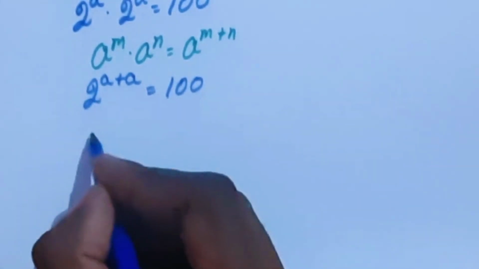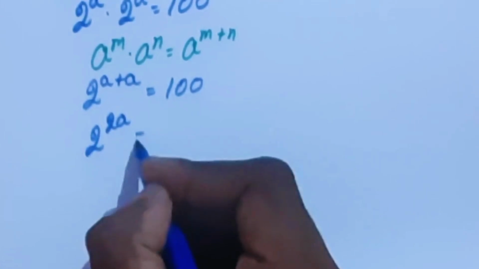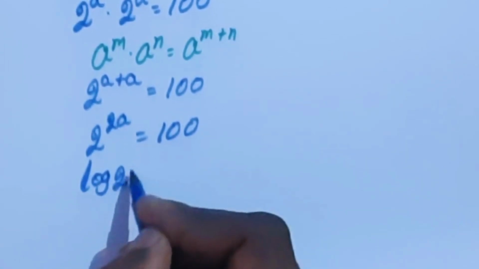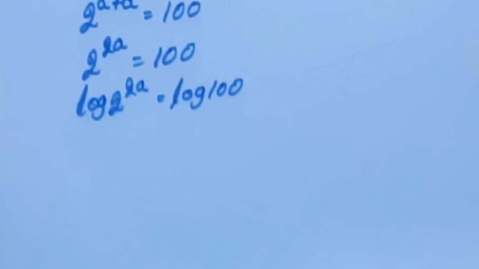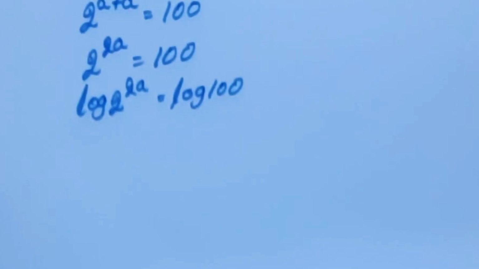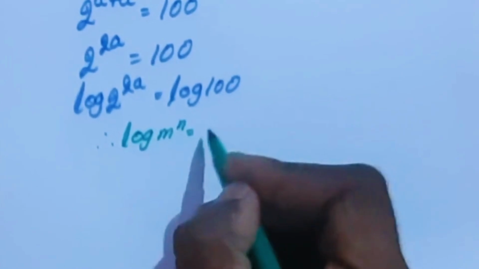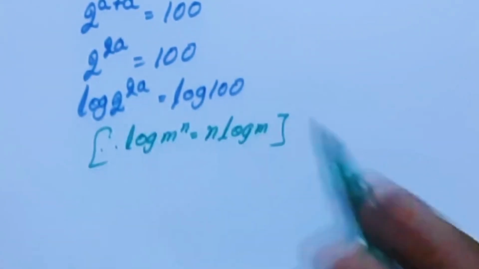Now 2^(2a) equals 100. Now take a log on both sides. So log 2^(2a) equals log 100. Now we are going to apply the log power formula so that this power comes before the log. So log m^n equals n log m. This log formula we are going to apply here.